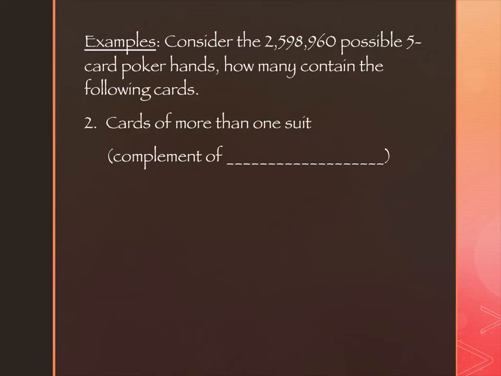Same process. Now it says we want cards of more than one suit. So not just specifically having something that's not a club, but having more than one suit at all. Okay? So what is this the complement of? What do I want to not happen? Yeah. I do not want to have only one suit. Does that make sense?